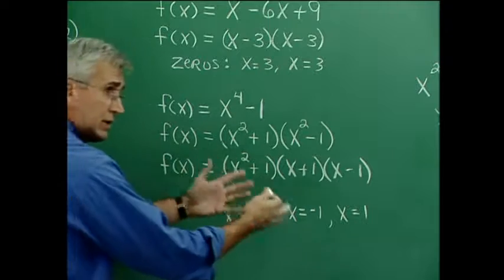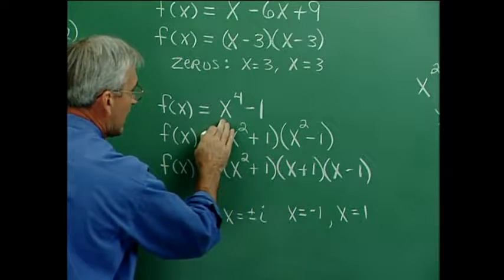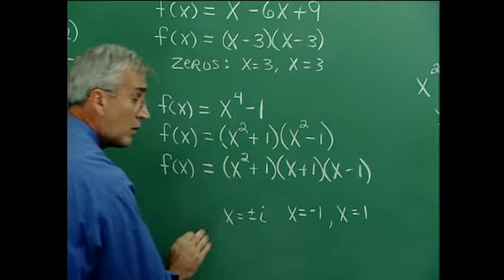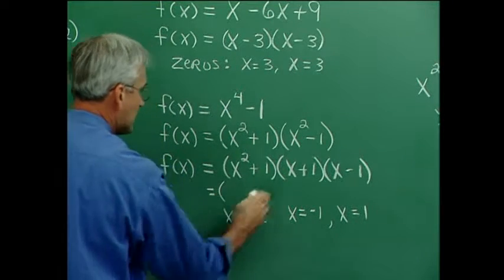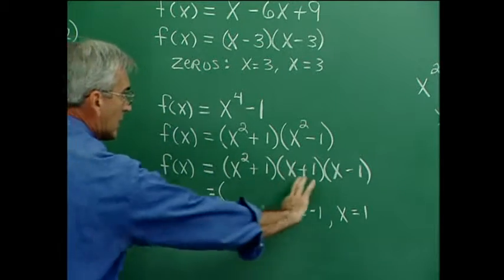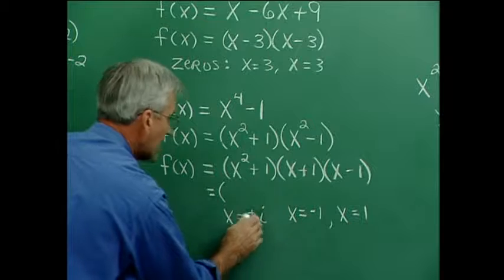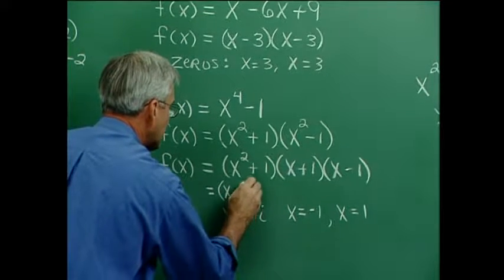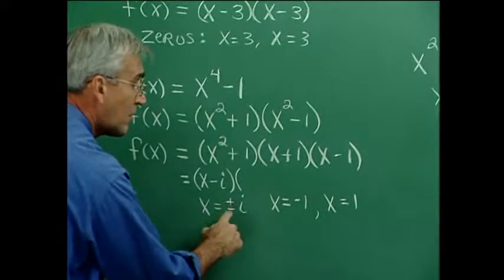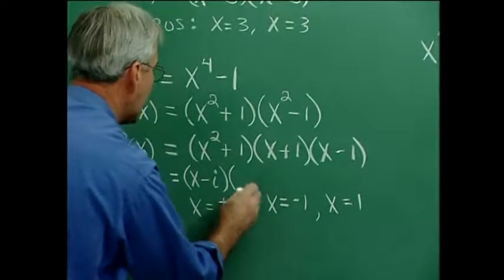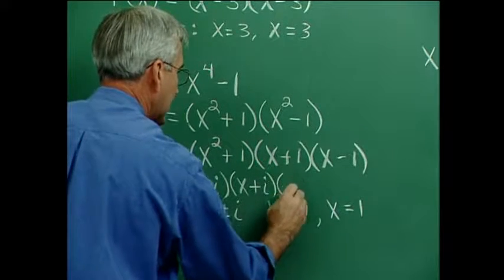That gives us then all of the factors. If we have 4 zeros, we have a fourth degree polynomial function. These are our 4 zeros. We should have 4 linear factors. And they would be, well, let's see, we have 2 of them over here that are going to stay the same. But these, let's see, if i is a 0, then x minus i is a factor. And if minus i is a 0, then x minus minus i, or x plus i, is a factor. And I'll bring down these other two.